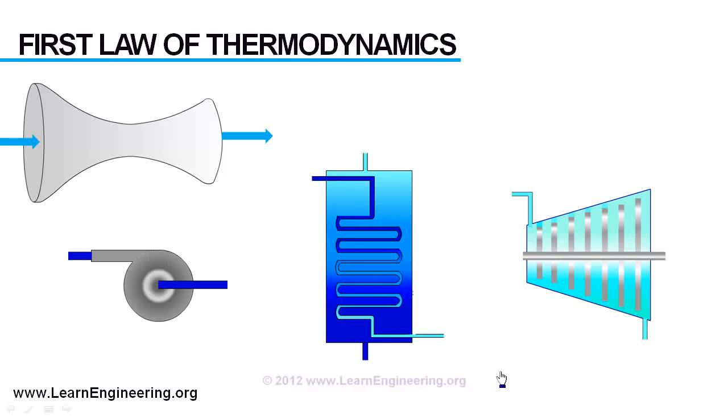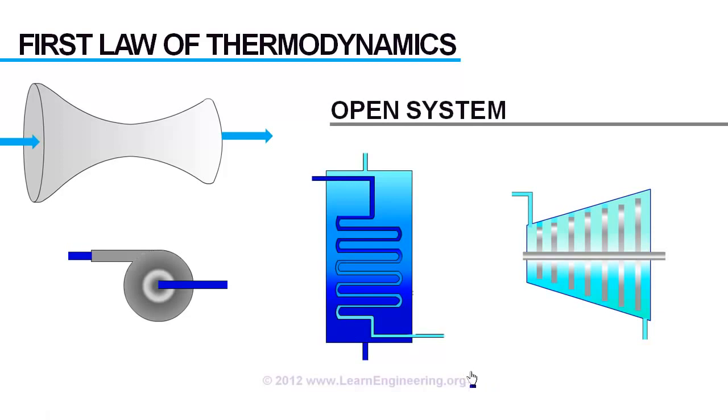First law of thermodynamics, when it is applied to an open system, has tremendous applications across industries. Using this law, you can predict the pressure drop across a nozzle, or how much energy is required by a pump to pump the fluid out, or the heat transfer in a heat exchanger, or the amount of work produced by a turbine.